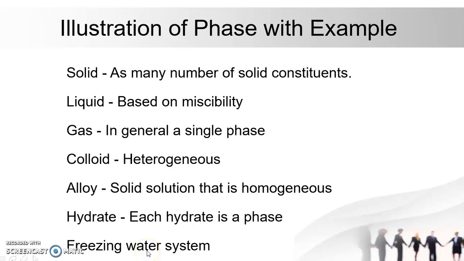And so we can see 3 distinct phases. What are the 3 different phases? Ice, water and water vapor. So in a freezing water system, ice, water and water vapor are the 3 phases, each of which is physically distinct and homogeneous, and there are definite boundaries between ice, water and water vapor. So the number of phases in a freezing water system is 3. Okay. Then we'll take some other examples.